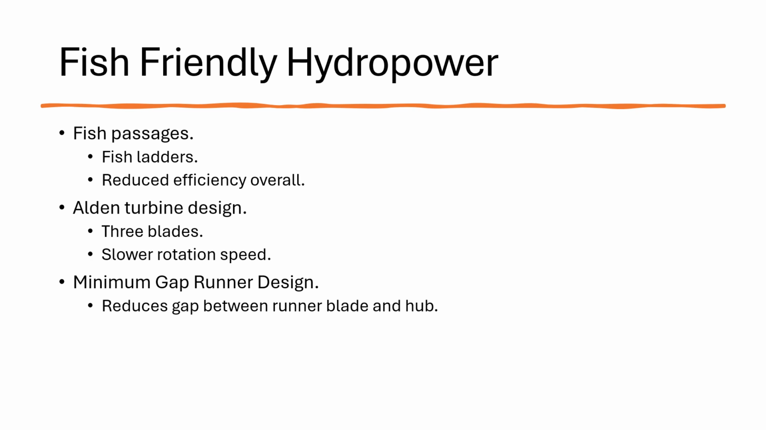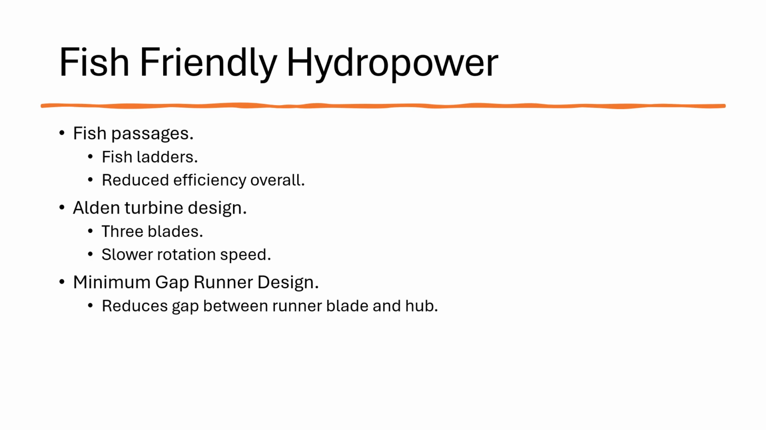Okay, the next thing here is fish-friendly hydropower. They've been creating fish passages, fish ladders, that allow the fish to not be stopped by the dams, right? This reduces the overall efficiency of the dam, though, so that's a give and take here. The Alden turbine design has 3 blades with a slower rotation speed, so this would hopefully allow the fish to not get caught up in there, right?